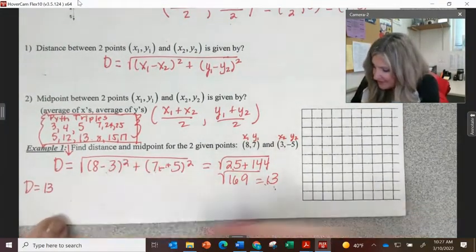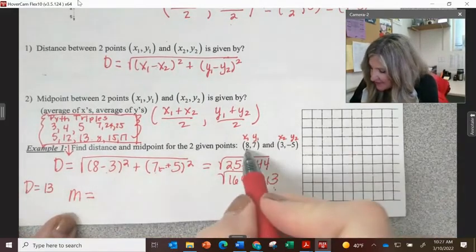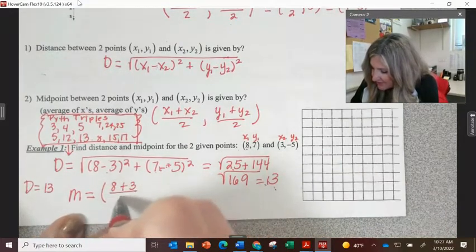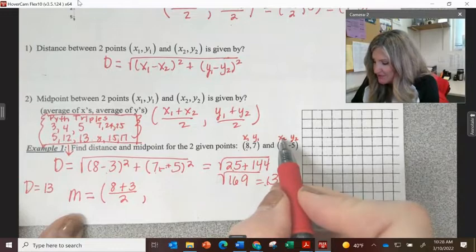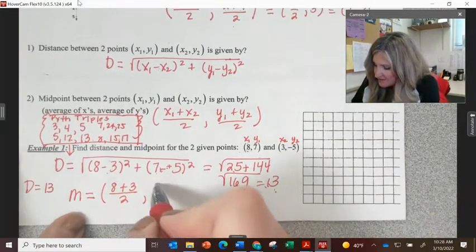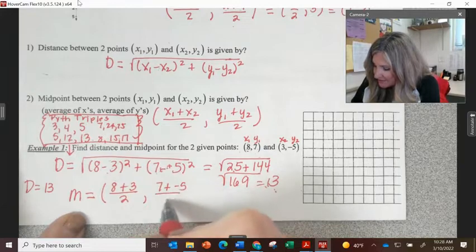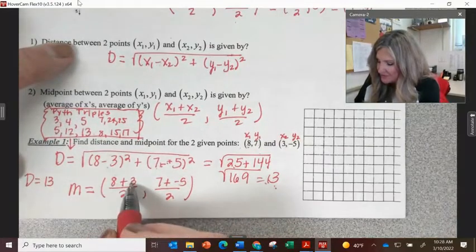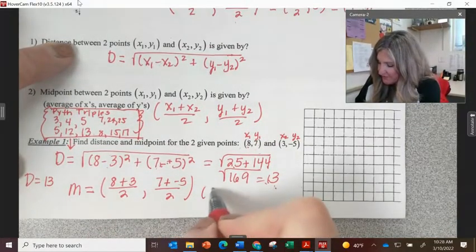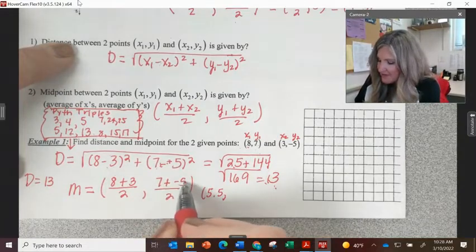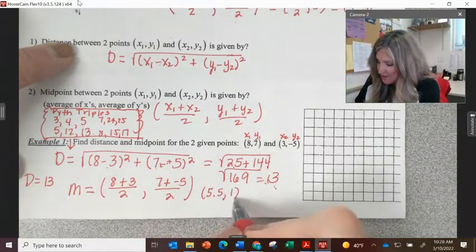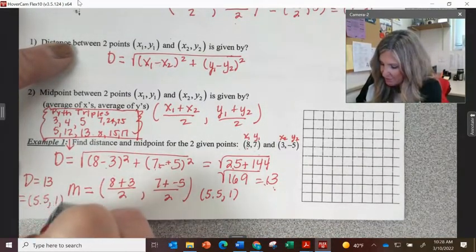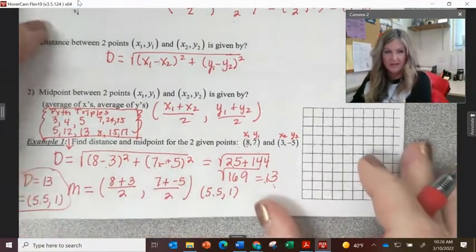All right, so now I'm going to find that midpoint. For that midpoint, I'm going to have to do the average of the x's. So 8 plus 3 divided by 2. It's x1 plus x2 divided by 2. And then the average of the y's. 7 plus -5 divided by 2. Just finding the middle. So that midpoint, 8 plus 3 is 11. 11 divided by 2 is 5.5. 7 plus -5 is 2, divided by 2 is 1. And so that midpoint then is going to be at 5.5, 1. And those are the two answers that we get.